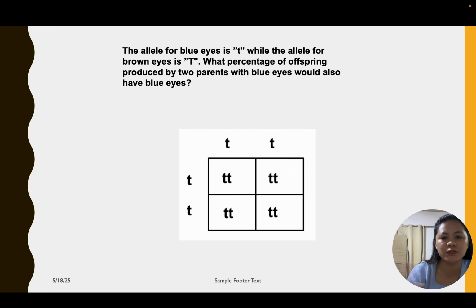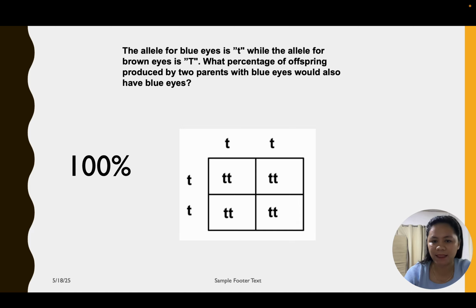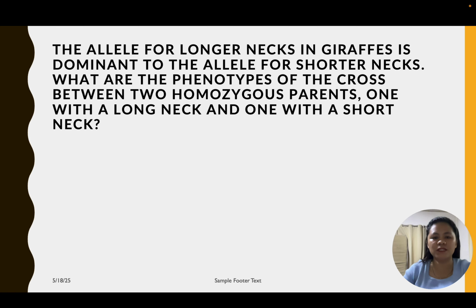So ganito siya. Since we have the same alleles for the offspring, the answer for this is 100%. Okay? Next. Okay, the next question.